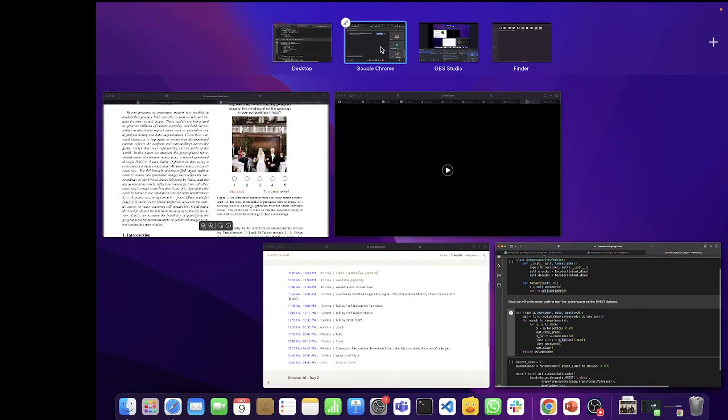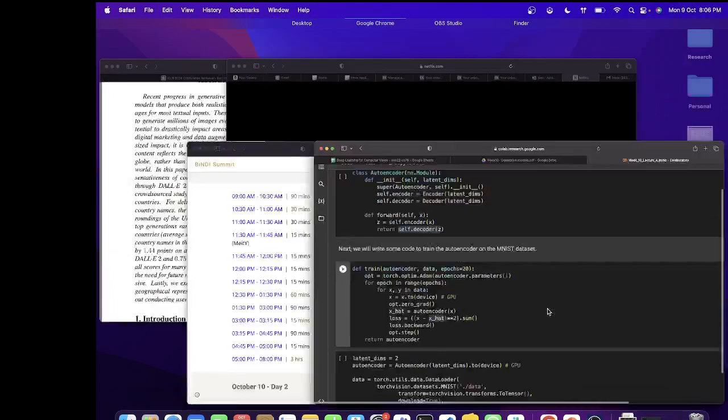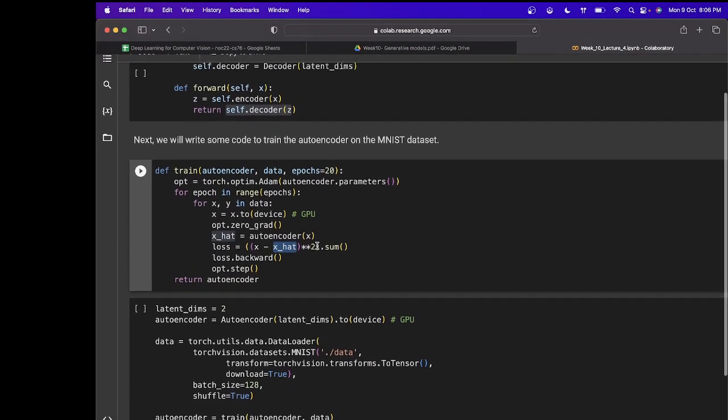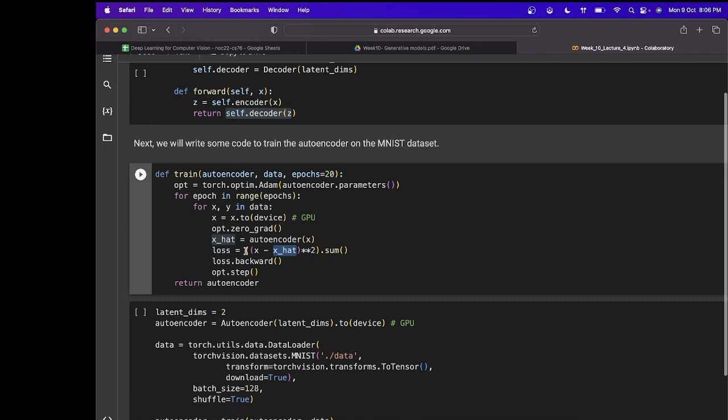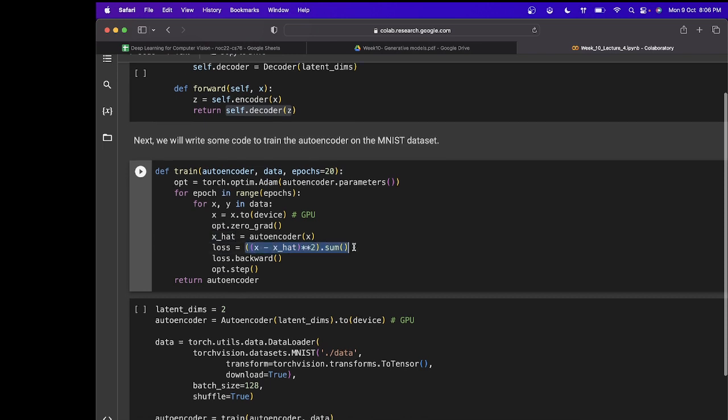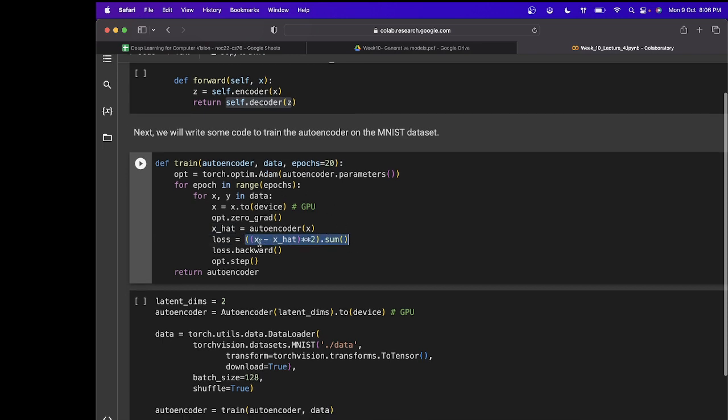Right. So where were we? Yeah. So it's an autoencoder. So basically, it is the MSE loss between the true x and the predicted x.